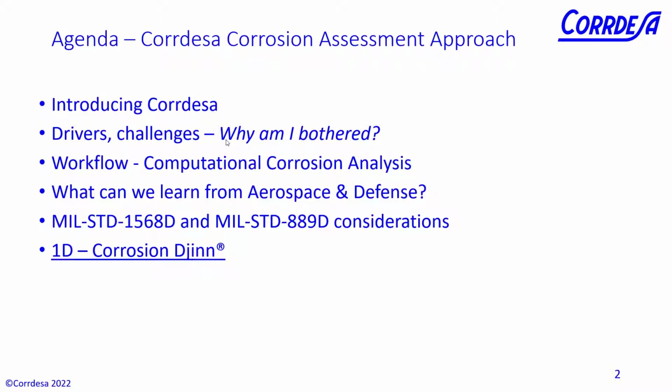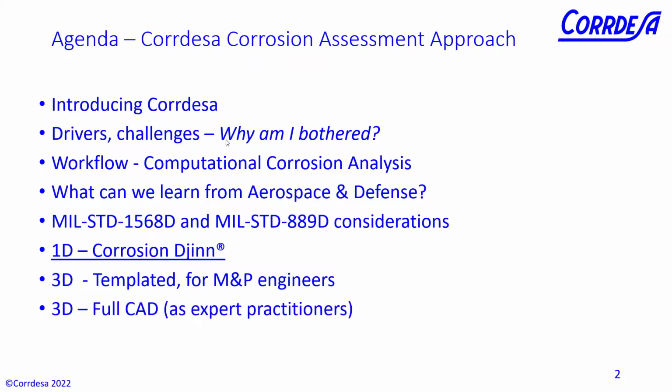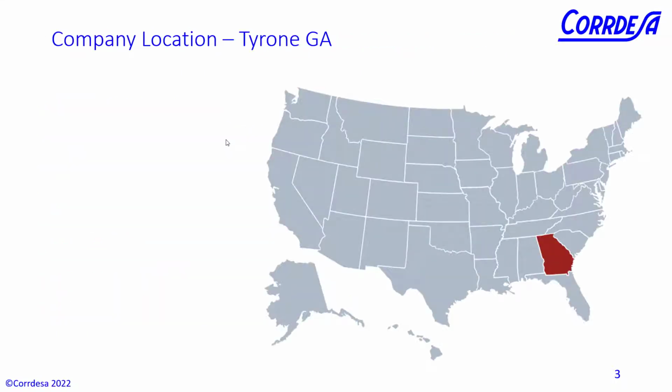The workflow itself is a 1D type of approach: get your arms around the problem, and then a deep dive using a very simple GUI approach that materials and process engineers can quickly use. Or if you have the expertise and resources, you can import the full CAD of your system, and there are ways of highlighting corrosion risk very quickly.